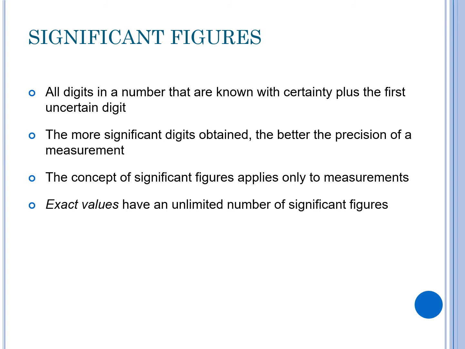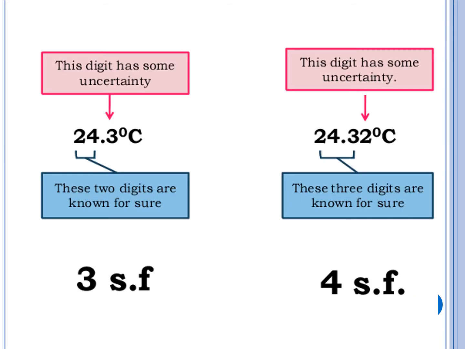The concept of significant figures applies only to measurements. Exact values have an unlimited number of significant figures. So these are among the significant figures. This digit has some uncertainty, 24.3 degrees, because the first two digits are known for sure, but the last one is not. Because with temperature, sometimes when we look at the thermometer, is it 0.2 or 0.3 or 0.25? So it's not certain. That's why we call it uncertainty.